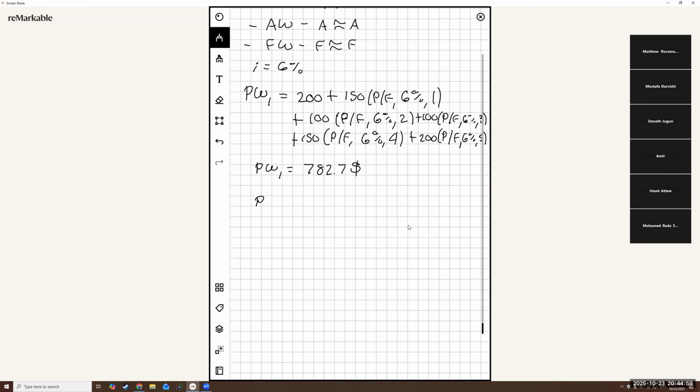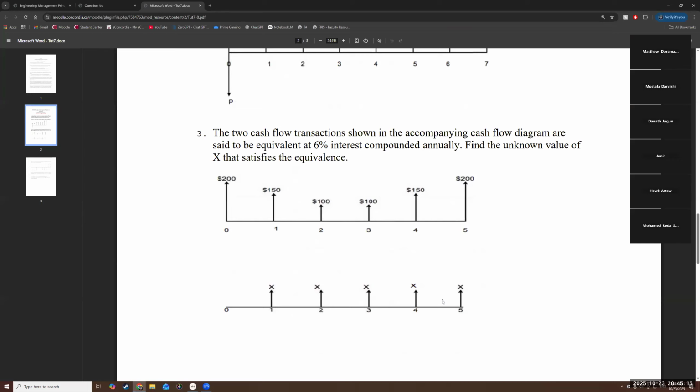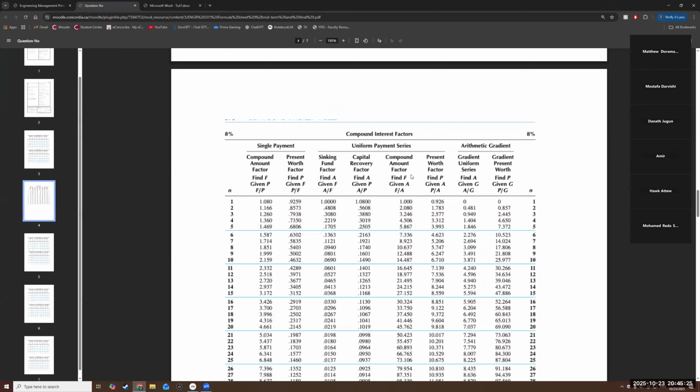We said they're equivalent, right? So present worth of the first one is equal to present worth of the second one. Therefore, present worth of diagram number 2 is also $782.7. So these X values give us an equivalent present value of 782.7. Okay.